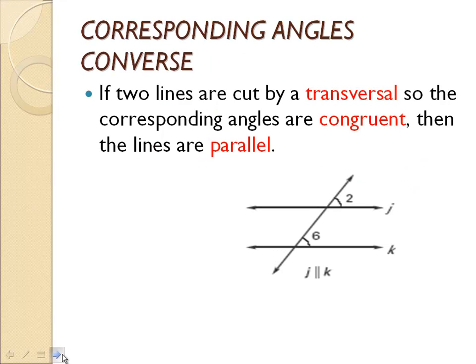So corresponding angles converse. If two lines are cut by a transversal so that corresponding angles are congruent, then the lines are parallel. And this is the converse of what we had before because it's like we've switched the if and then parts. So now we're saying if we've got lines cut by a transversal and we know the angles are the same, then we know the lines are parallel.